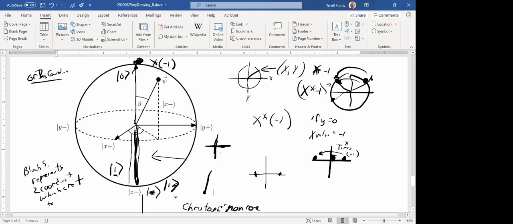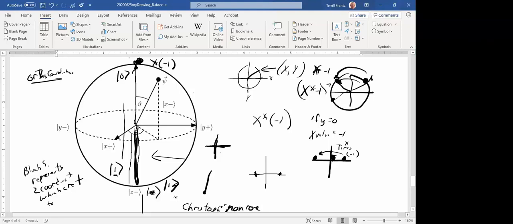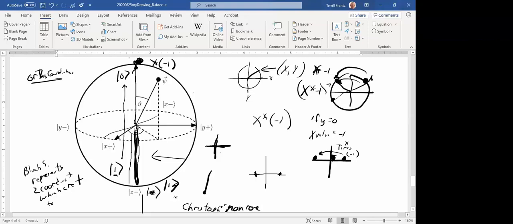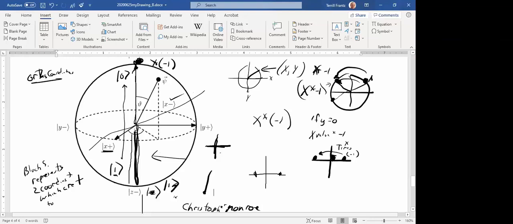Cool. And then just to finish off about these orthogonal coordinates. On the Bloch sphere, in the Z direction, your two orthogonal coordinates are the zero ket and the one ket. And then in the X direction, you've got what's labeled here as X plus and X minus, which are the two Hadamard states, in fact. And they are both orthogonal to each other. So X plus is orthogonal to X minus.